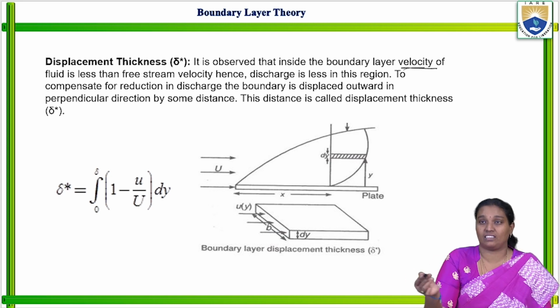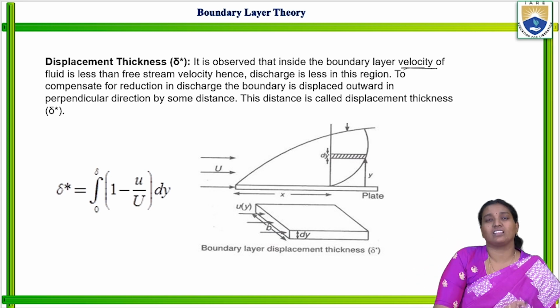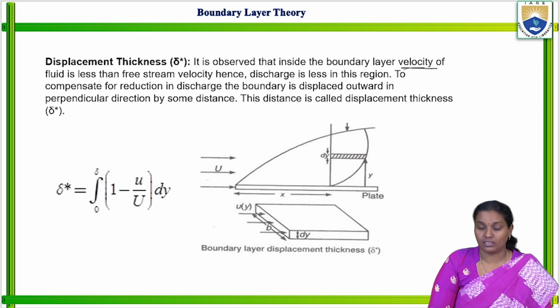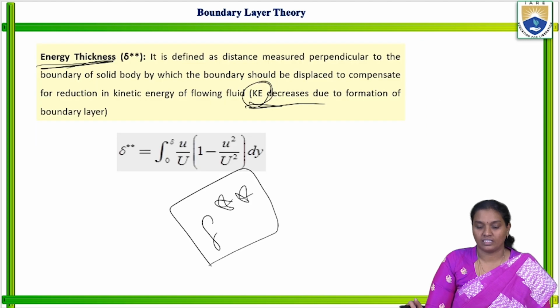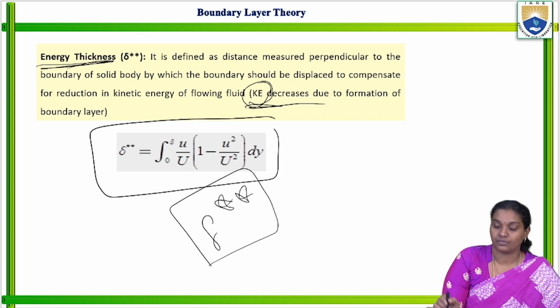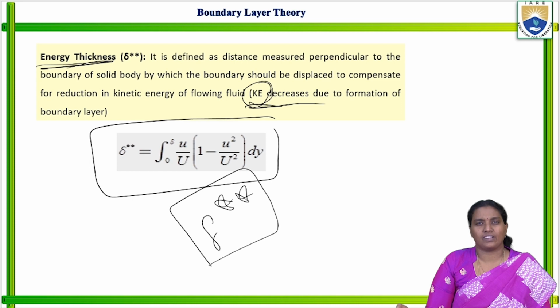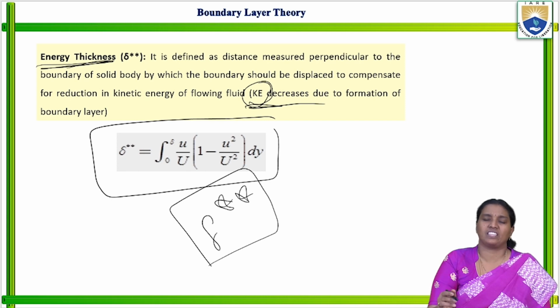So based on that, the exact parameter gives the details. The momentum thickness is denoted theta. These are the parameters which we are going to understand, and these are the formulas for finding the energy thickness, momentum thickness and displacement thickness in boundary layer theory.